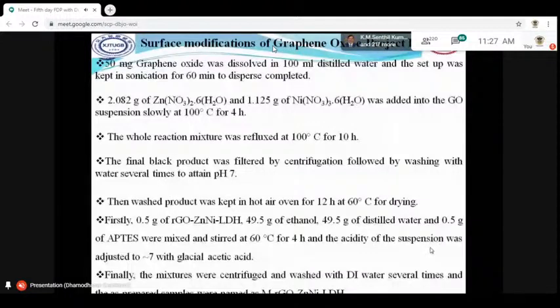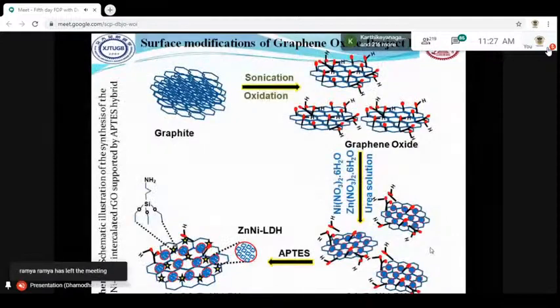For the zinc nickel LDH, we have taken zinc nitrate hexahydrate and nickel nitrate hexahydrate, followed by urea solution for pH maintenance, and also the graphene oxide will become reduced graphene oxide. Here urea works as a reducing agent as well. Here we can see the schematic illustration. Graphite has been taken to form graphene oxide. Then, with the graphene oxide, we have taken the nickel nitrate and zinc nitrate with the urea solution to form RGO zinc nickel LDH. Here RGO denotes reduced graphene oxide decorated with the zinc nickel LDH material.